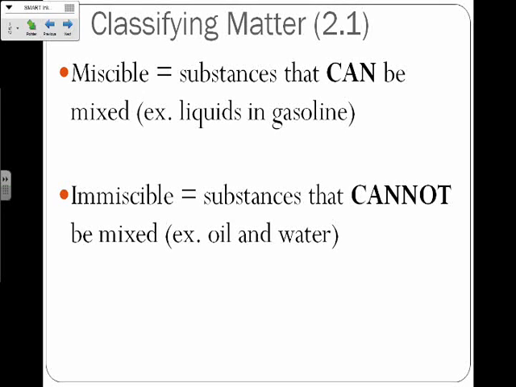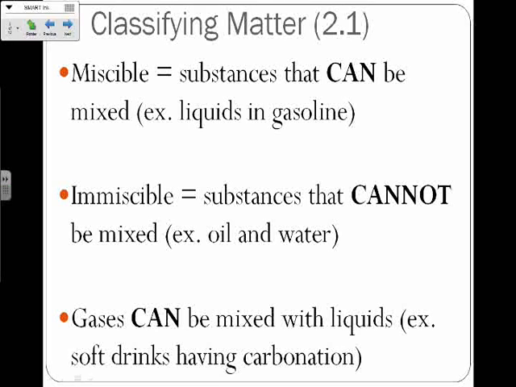Immiscible is just the opposite. This means that a substance cannot be mixed. An example of that would be oil and water. If you've ever made brownies at home, brownie mixes usually always call for oil and water. And if you put them in the same measuring cup, you're going to see the difference. And there's actually a line that breaks up the oil and water because they're immiscible. They can't be mixed together unless temporarily, but they're always going to settle back out.